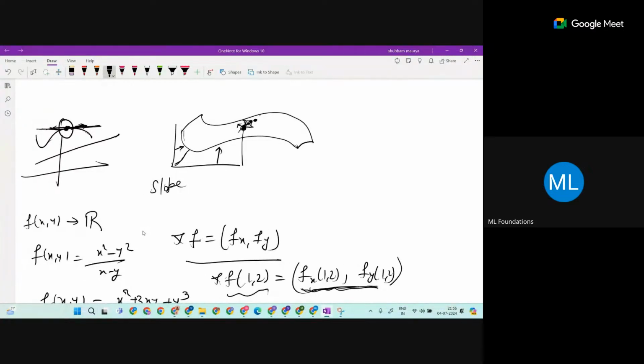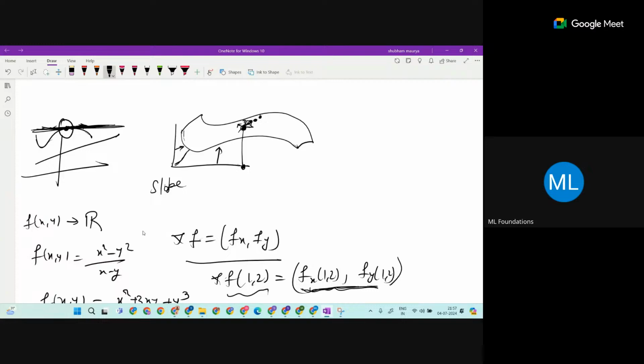Here in the real case, with only one variable, we have only two directions, either this side or this side, just one line. But here there are many directions. So in which direction are you asking the slope? That's the question. That's why in the directional derivative you will see a point and a direction, and the direction will be a vector.